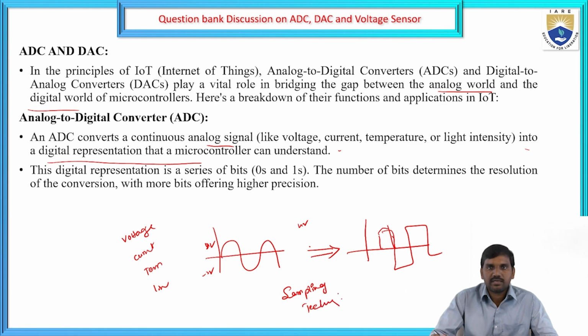By using the sampling technique, we can convert an analog signal into a discrete time signal. Based on that, it is converted into a pulse signal or digital signal. The digital representation is a series of bits, zeros and ones.